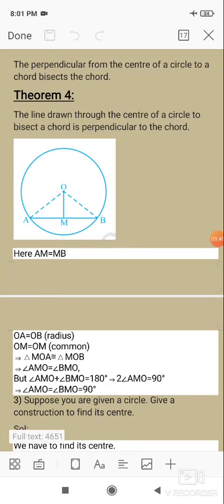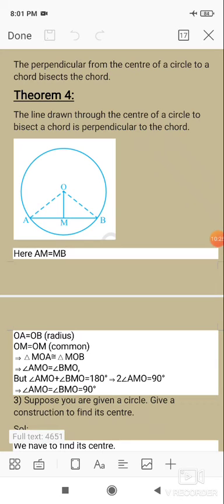Now, OA is equal to OB, radius. OM is equal to OM, common. So, triangle MOA is congruent to triangle MOB using the SSS congruence rule. So angle AMO equal to angle BMO. Now angle AMO plus angle BMO is equal to 180 degrees.